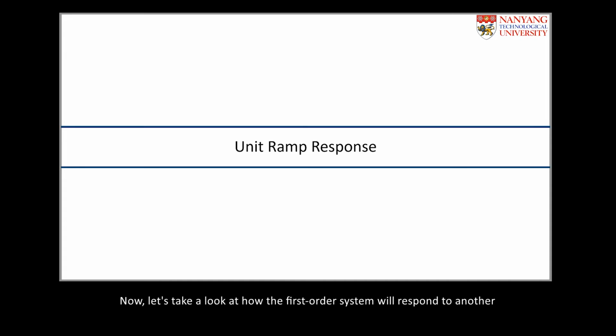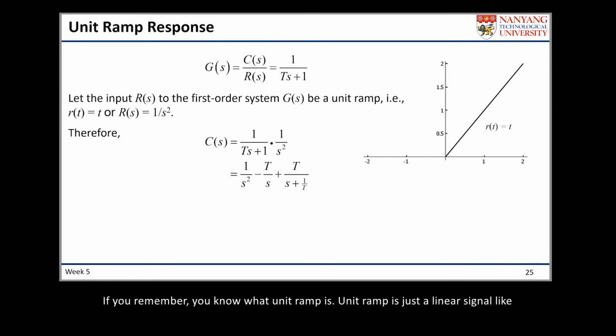Now let's take a look at how the first order system will respond to another signal. In particular, here we are going to talk about the unit ramp response. Do you still remember what a unit ramp is? A unit ramp is just a linear signal, like the one that you see on the right side here. So this is time. The response is increasing linearly in time. So the slope here is equal to 1. So that is a unit ramp signal. This will be the third test signal that we can use to identify the parameter of our first order system.